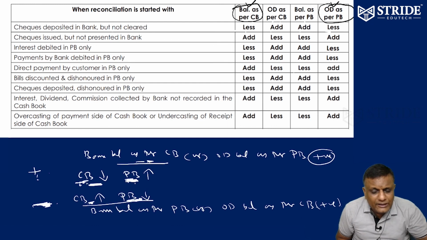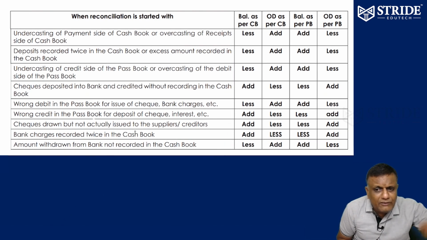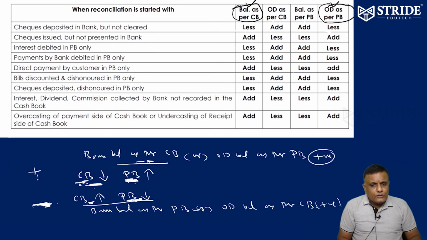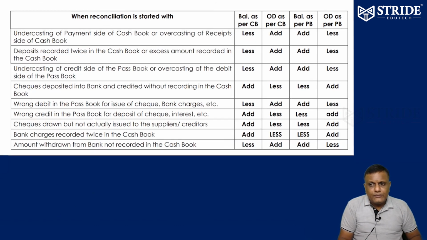Not handed out to the supplier. Check drawn, entered in the cash book, so automatically my cash book shows down, but so far not given to the supplier. Once not given to the supplier, automatically my passbook shows no deduction. My cash book shows only the deduction, a lower balance. So far the amount is not taken by the supplier, so it is not entered in the passbook. Therefore, add. Check issued, but not handed out to the supplier. Therefore, lower balance in the cash book. Therefore, add. Reverse case, less.